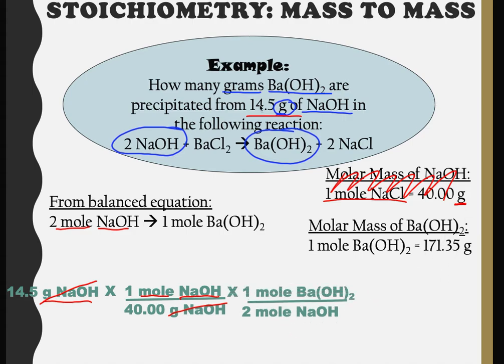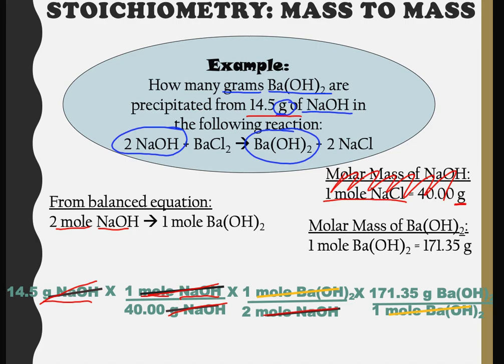I put the moles of NaOH on bottom. Why? So that it cancels out. And now I have moles of barium hydroxide. And so the last thing to use is the molar mass. I put moles of barium hydroxide on bottom. Why? So that it cancels. So everything cancels out, right? And then I just solve.